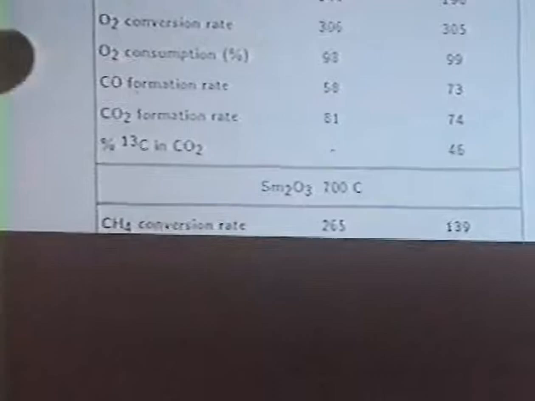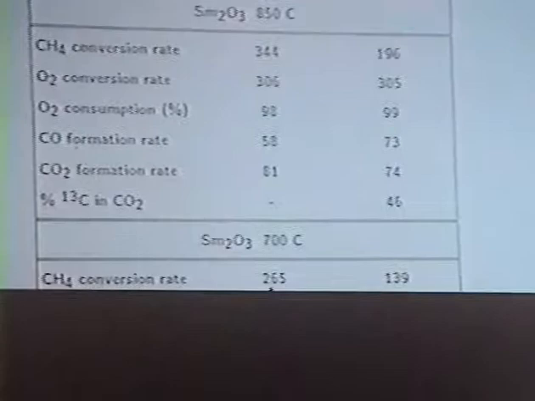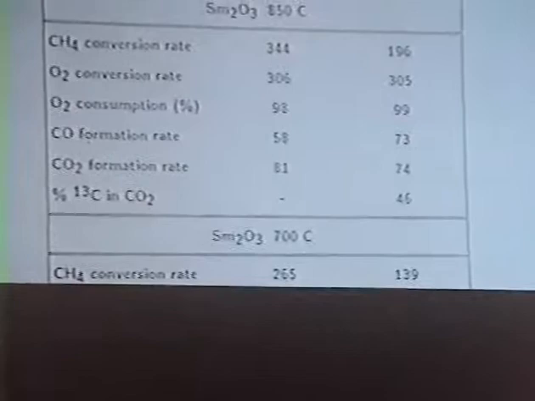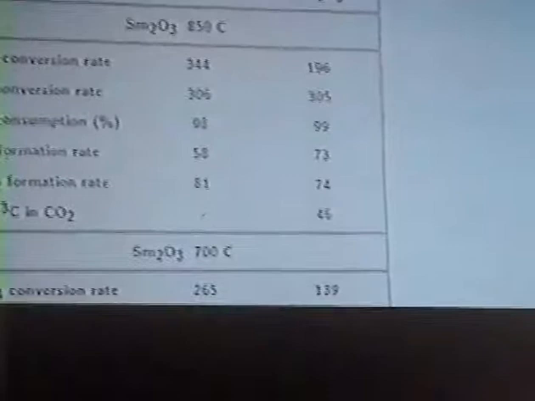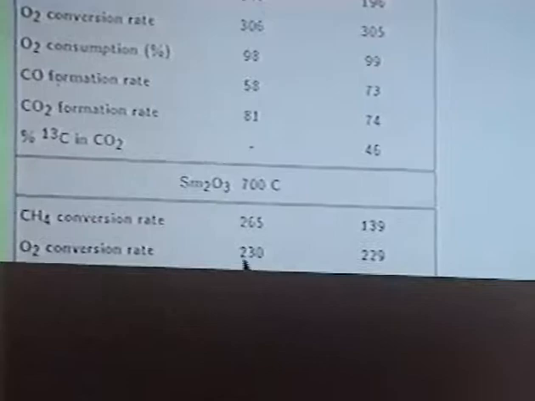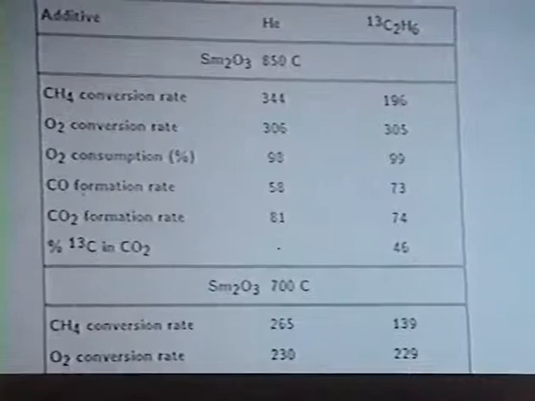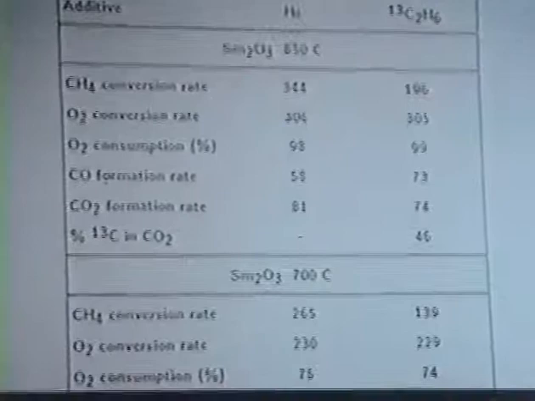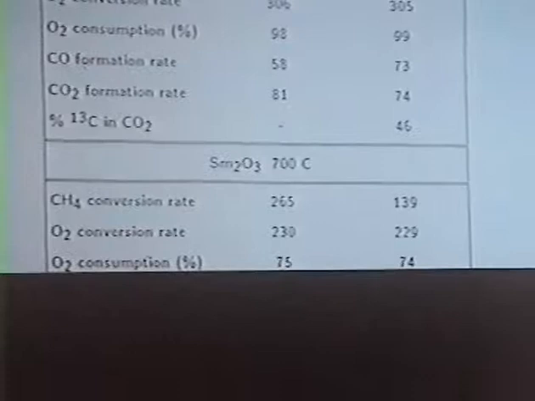In the helium case, when we look at the net methane conversion rate, it was 265 millimoles. When we add 5% ethane, the net methane conversion drops. It's as though methane and ethane are in competition with each other. When we look at the oxygen conversion rates, these are the same. Even though your methane conversion drops, your oxygen conversion doesn't change. Nor does your net oxygen consumption, 75-74, which means that we have excess oxygen in our reacting system. We are not operating under oxygen-limiting conditions.